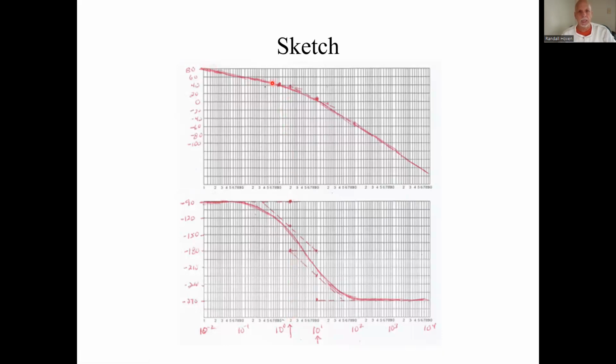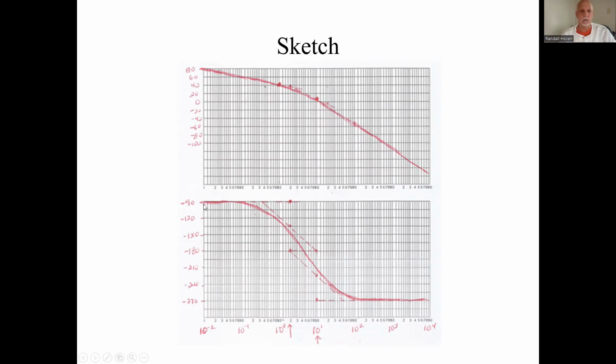So this first asymptote came down at -20, right? And it has to go to this first breakpoint. So that's the first asymptote right there, -20. Then there, the slope switches to -40, goes out to the next breakpoint, which is 10. Then after 10, this slope is -60. Those are the 3 asymptotes on the gain side. Then the sketch just sort of smooths that out.